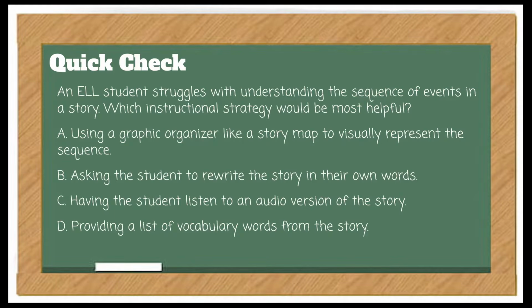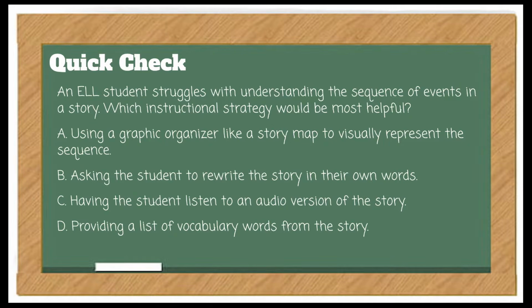All right. Next question. An ELL student struggles with understanding the sequence of events. Man, that's literal comprehension, right? Which instructional strategy would be most helpful? Is it A, using a graphic organizer like a story map to visually represent the sequence? B, asking the students to rewrite the story in their own words? C, having the students listen to an audio version of the story? And D, providing a list of vocabulary words from the story.